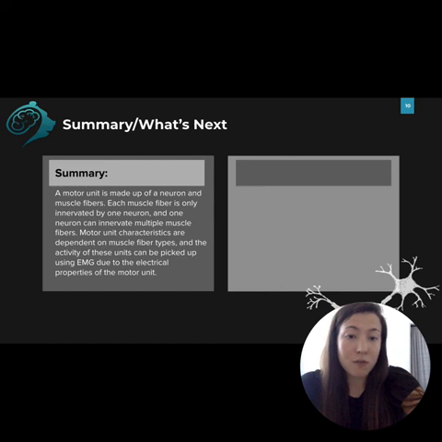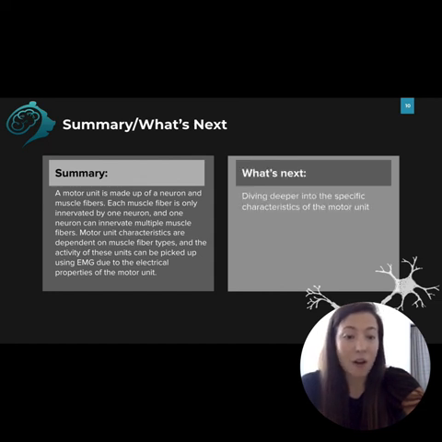So a quick summary from today, a motor unit is made up of a neuron and muscle fibers. Each muscle fiber is only innervated by one neuron, and one neuron can innervate multiple muscle fibers. Motor unit characteristics are dependent on the muscle fiber types, and the activity of these units can be picked up using EMG due to the electrical properties of the motor unit. And in the next lesson, we will be diving deeper into the specific characteristics of the motor unit.